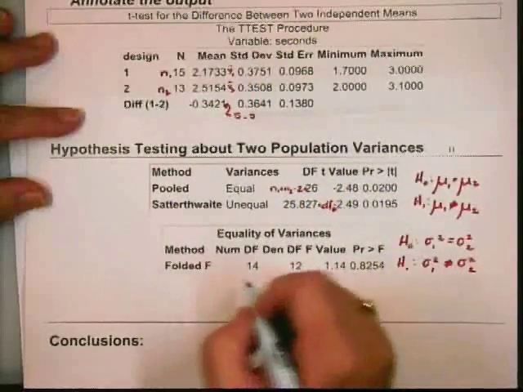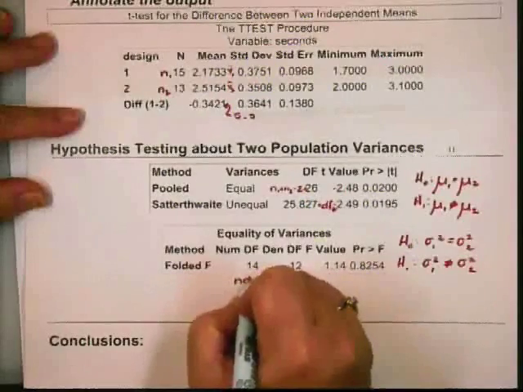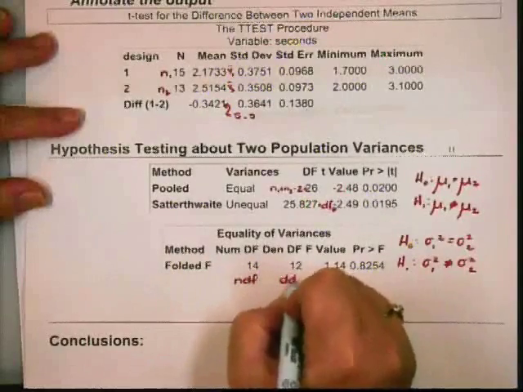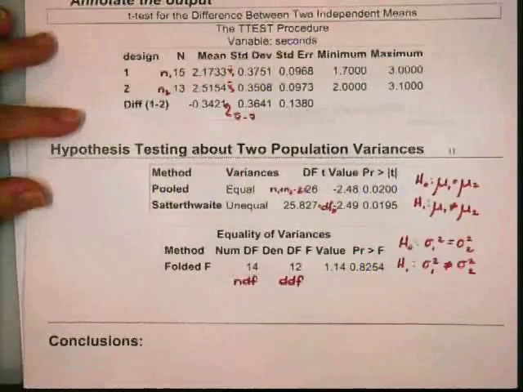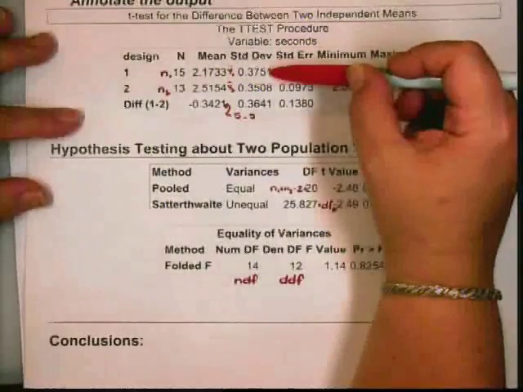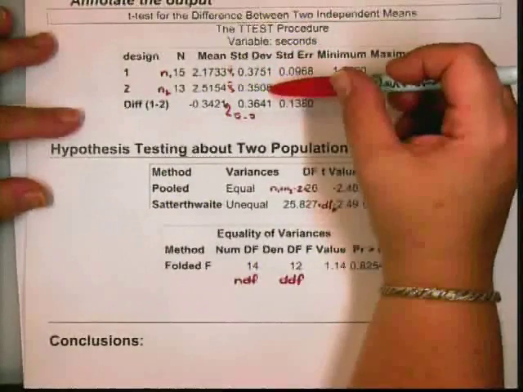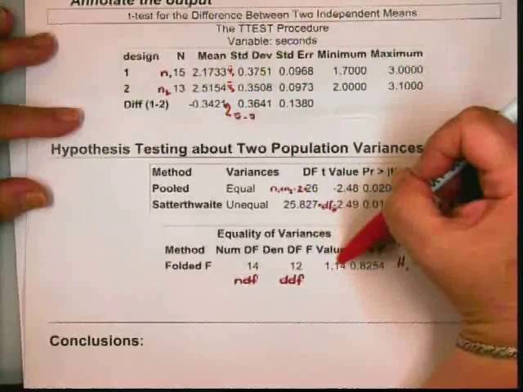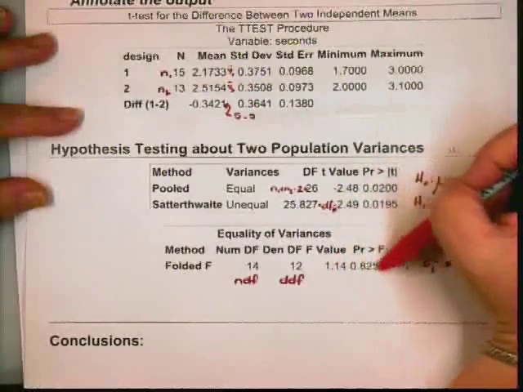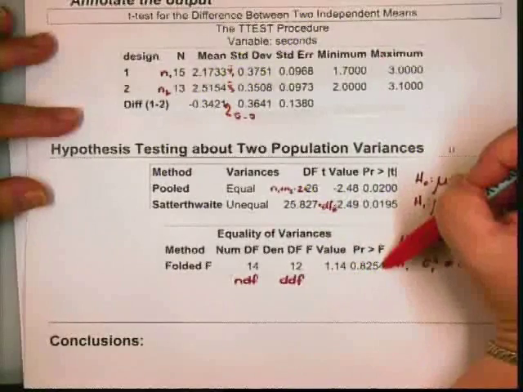So what we've been labeling them here is numerator degrees of freedom and denominator degrees of freedom. Of course, then the value of F is going to be the ratio of the variances. So if we take 0.3751 and square it and divide it by 0.3508 squared, you'll get 1.14. Now the p-value then is right-hand area doubled, and that's the 0.8254. Certainly much more specific than we can calculate from the F table. The best we could tell is greater than 0.2.